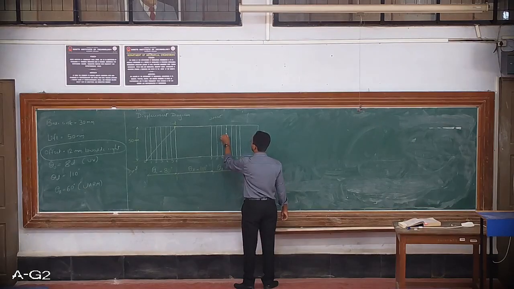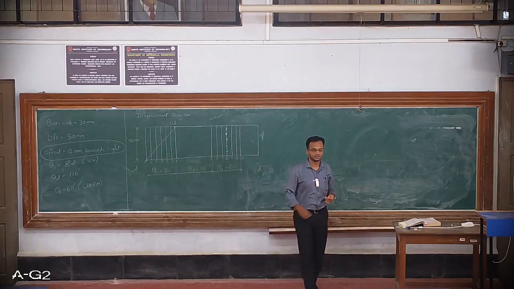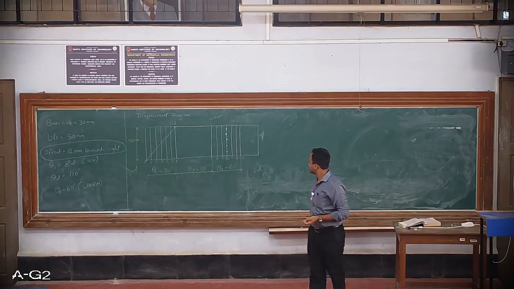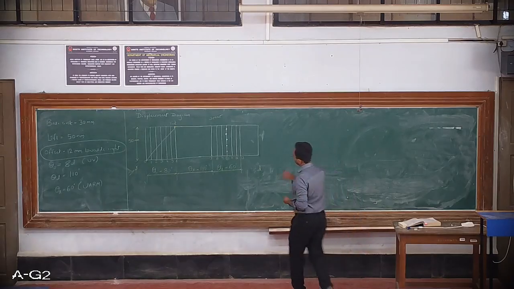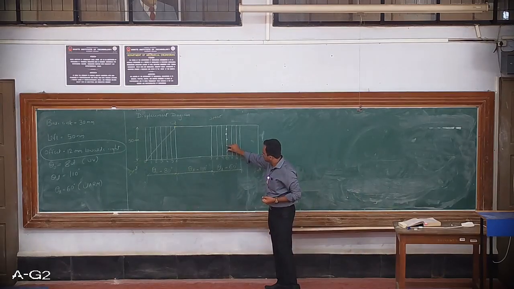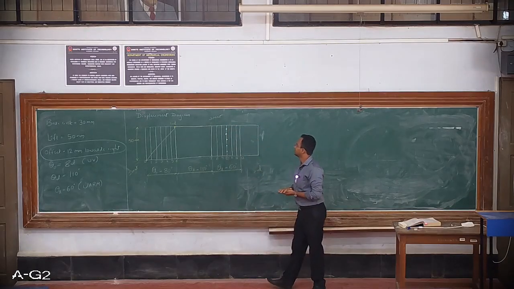So I hope it is visible. These are the 6 divisions that I have made vertically: division 1, 2, 3, 4, 5 and 6.